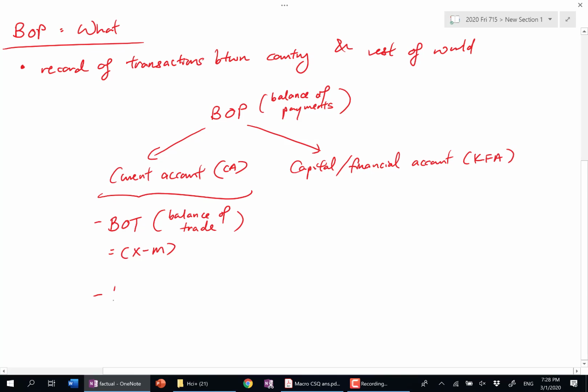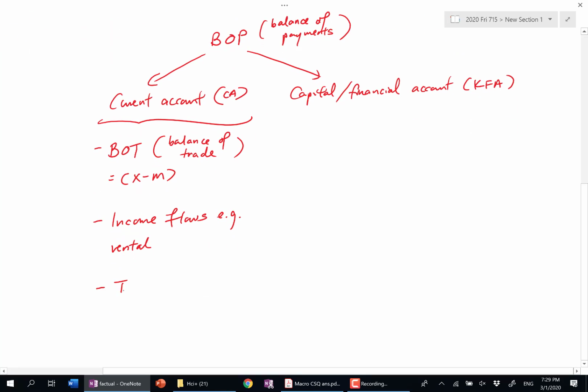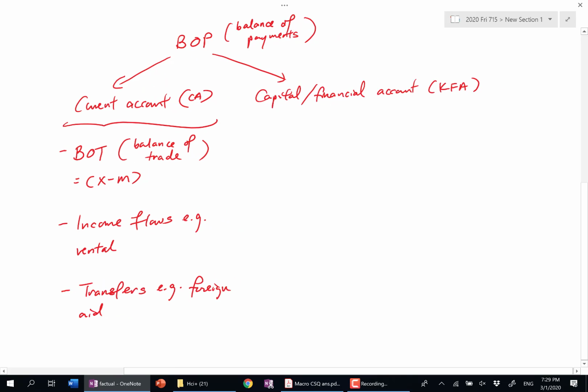What else? You capture income flows also. If I buy property in Australia, I rent it out, then I collect rental income. That money flows from Australia back to Singapore. It's an income flow. Okay? And transfer payments. Okay? Like foreign aid. Foreign aid, when we donate to a certain country, the money also flows in. Alright? So current account, this is it.